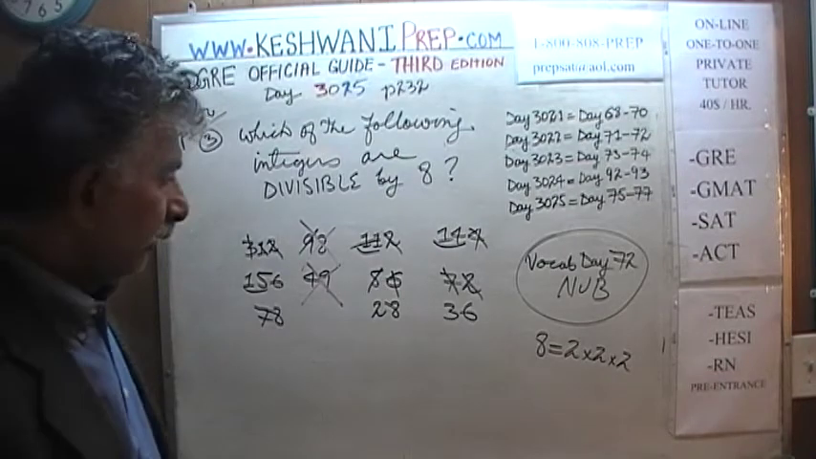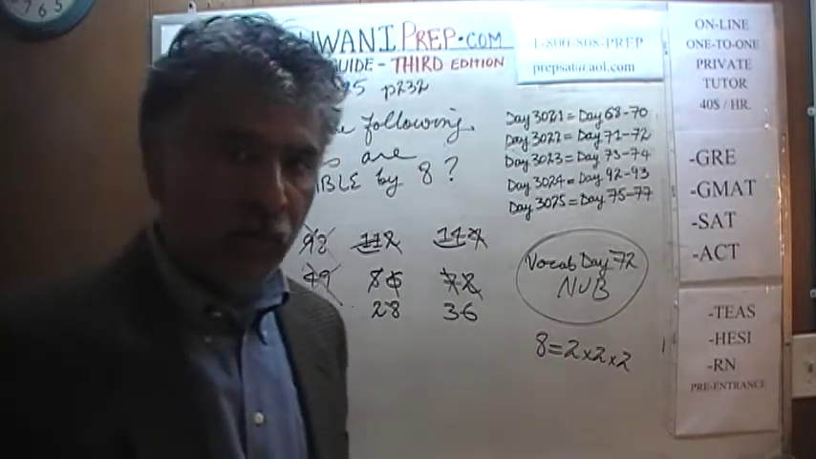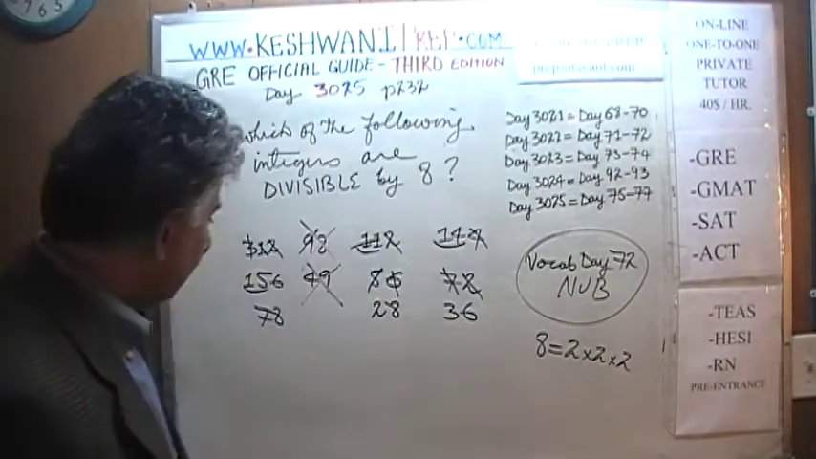Now we have to do one more round. But we don't have to do one more round. We are done. Why? Because they are all even numbers.